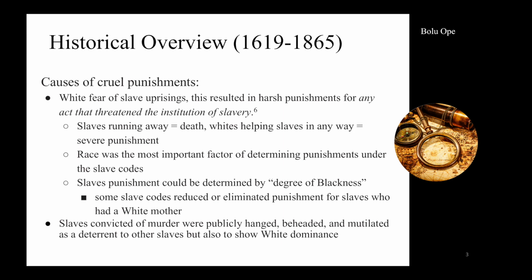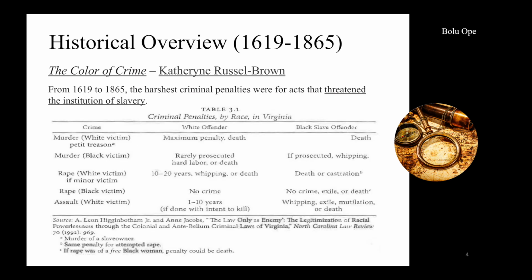Slave punishments were determined by degree of blackness, which is based on the amount of black ancestry a slave has. For example, some slave codes reduced or eliminated punishment for slaves who had a white mother. Race was the most important factor for determining punishments under the slave codes, but gender and socioeconomic status of the offender and victim played a role as well.